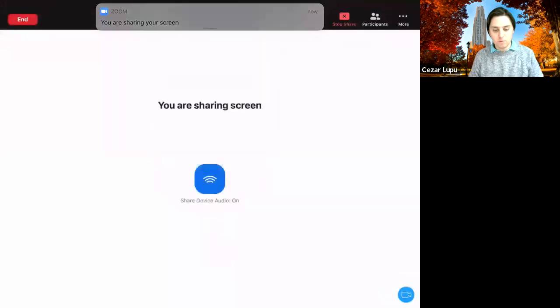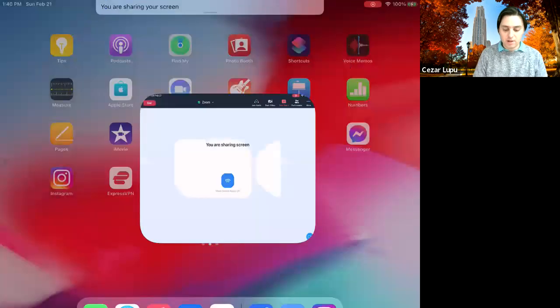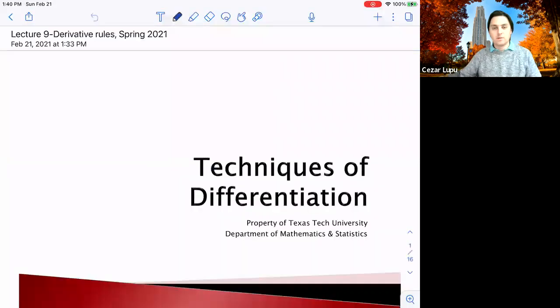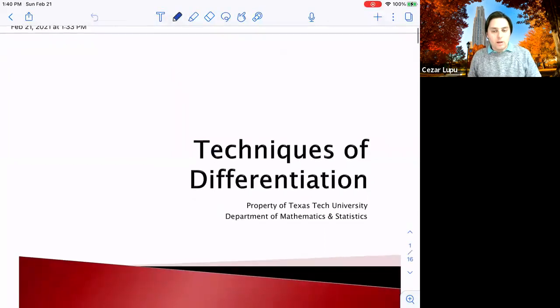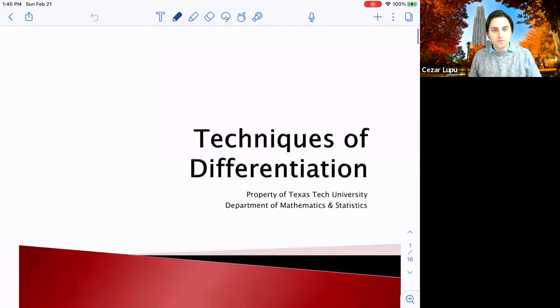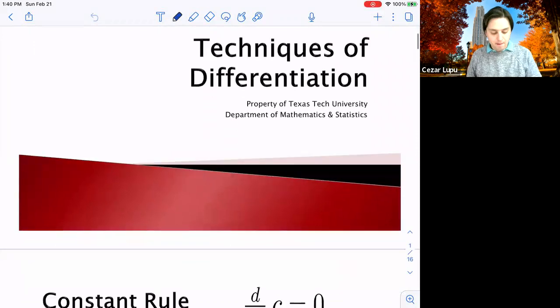So let's get started. I will start with something easy at first, something that we will call the constant rule. We will see what happens when we try to differentiate a constant function. So today's lecture, we will call it techniques of differentiation. Well, like I said, let's start with the first rule, and the first rule will be the constant rule.